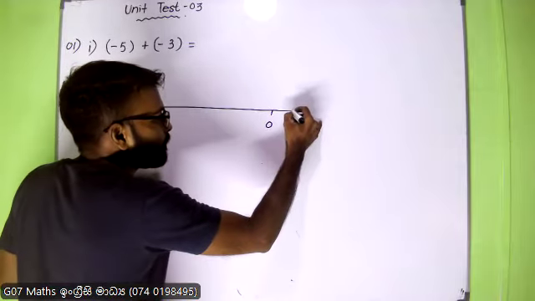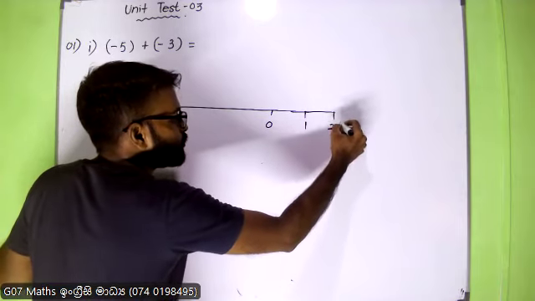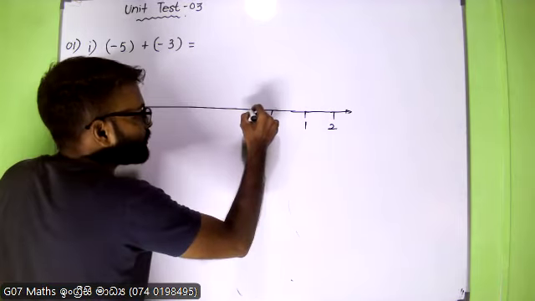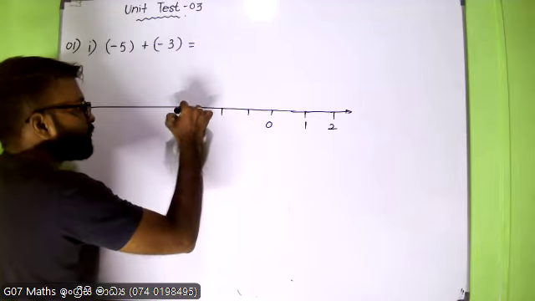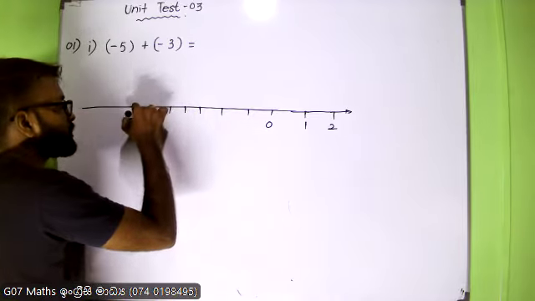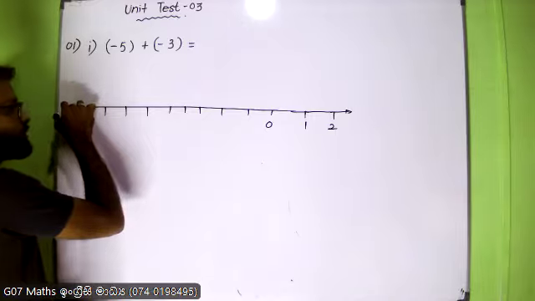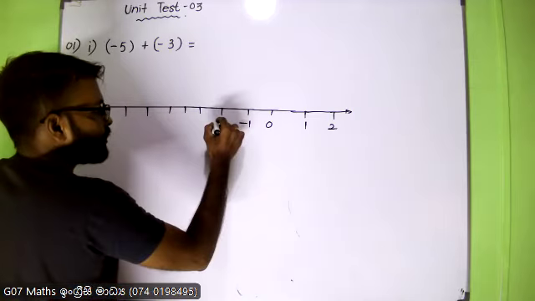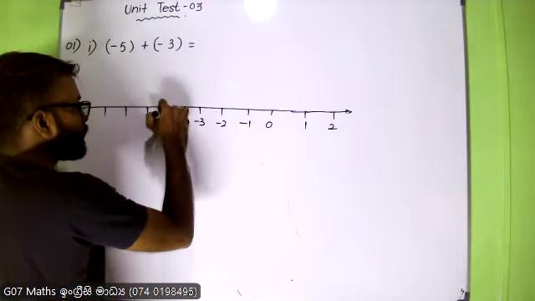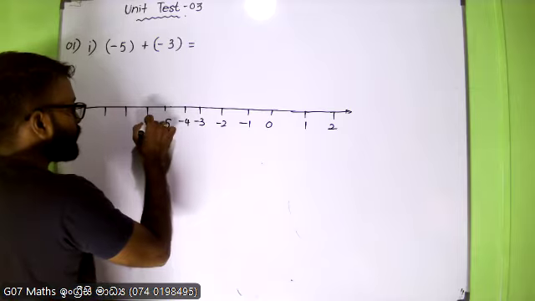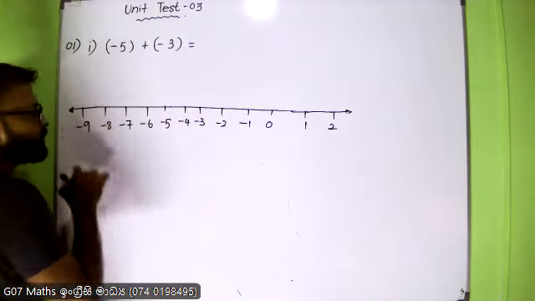Here I have 0, and here +1, and here +2. And here 1, 2, 3, 4, 5, 6, 7, 8, 9. So I can extend the line here: -1, -2, -3, -4, -5, -6, -7, -8, -9.